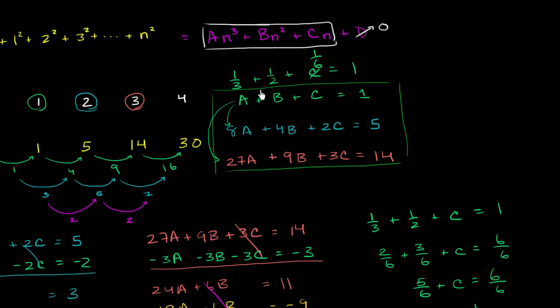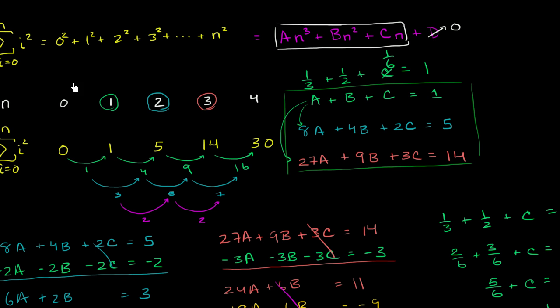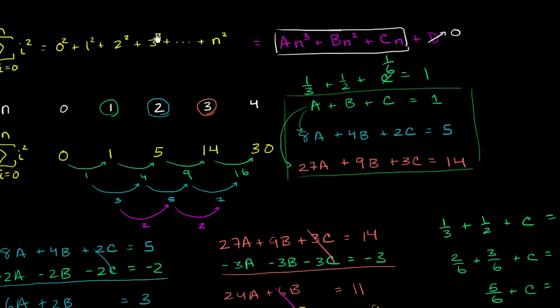And there we are. We deserve a drum roll now. We figured out a formula. We have figured out a formula for the sum of the first n squares. So we can rewrite this. This formula is now going to be: A is 1/3, so it's 1/3 n to the third power plus 1/2 n squared plus 1/6 n.